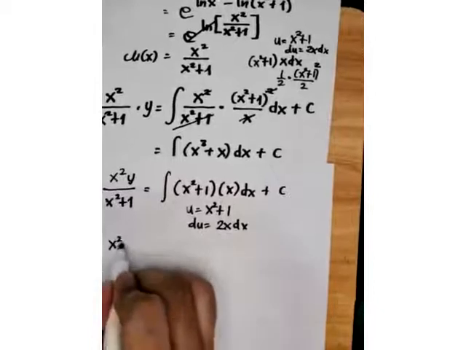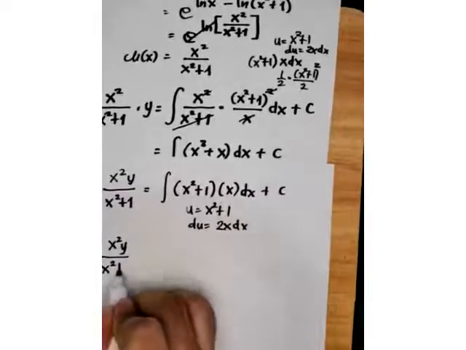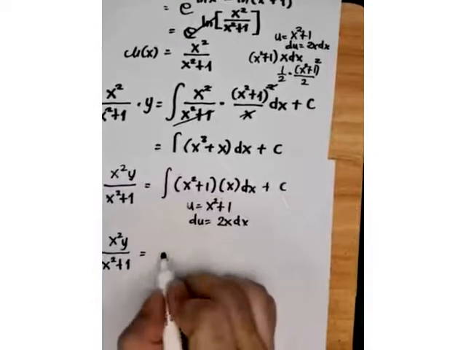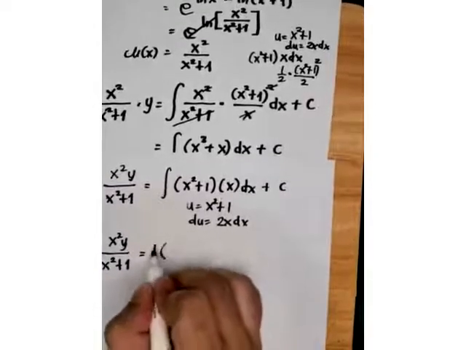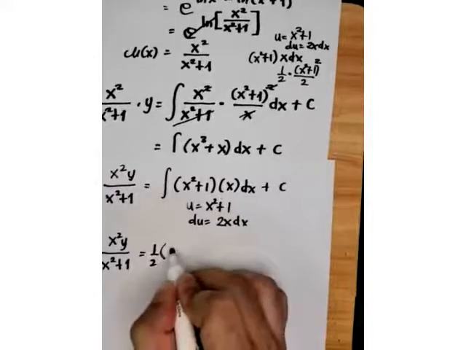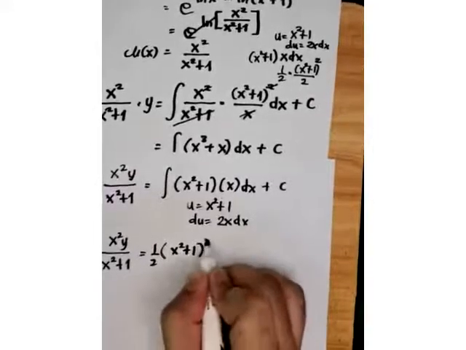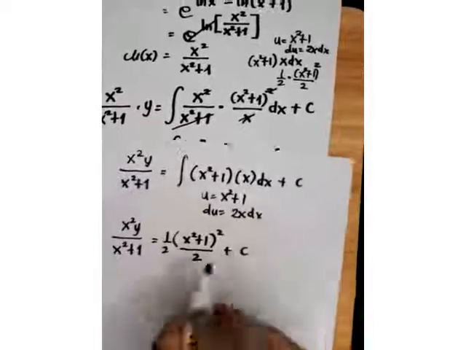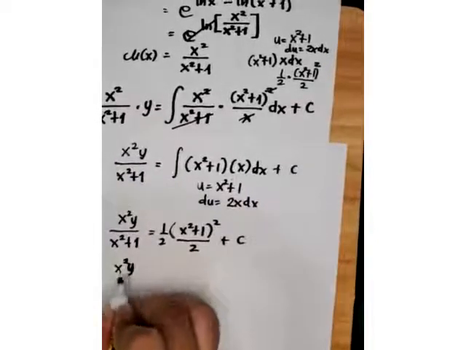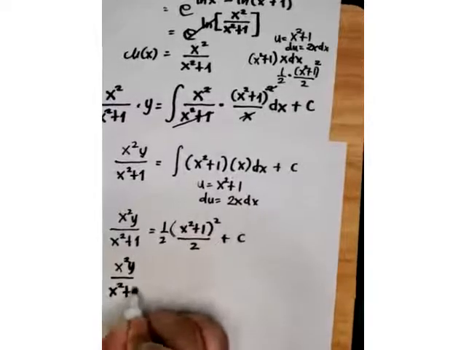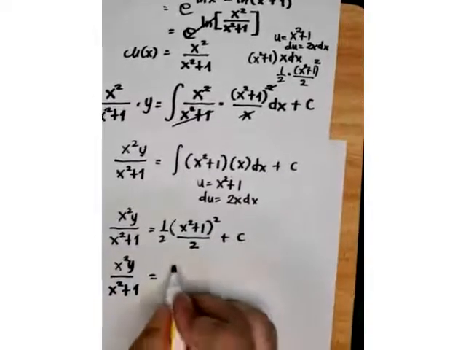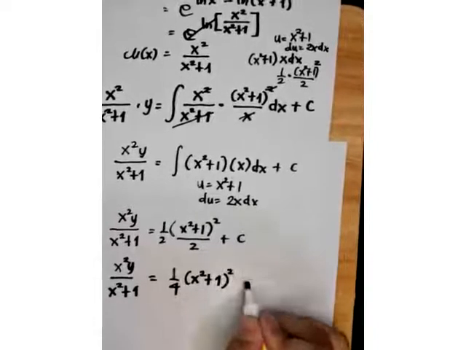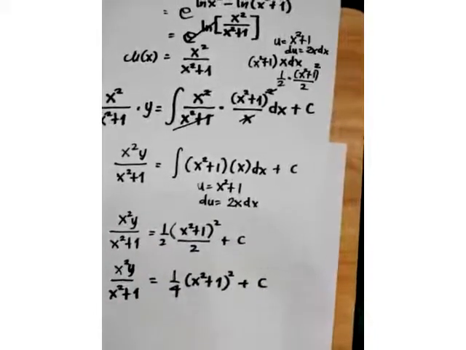So, x squared y over x squared plus 1 is equal to, okay, the quantity of 1/2 muna, 1/2 times x squared plus 1 squared over 2 plus c. Ayan. Or x squared y over x squared plus 1 is equal to 1/4 x squared plus 1 squared plus c.